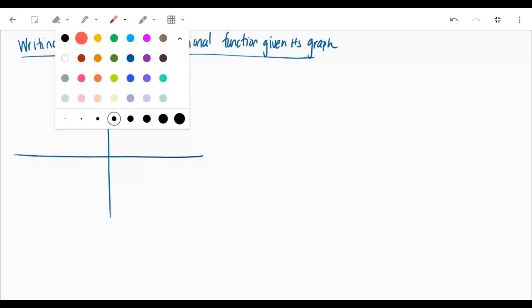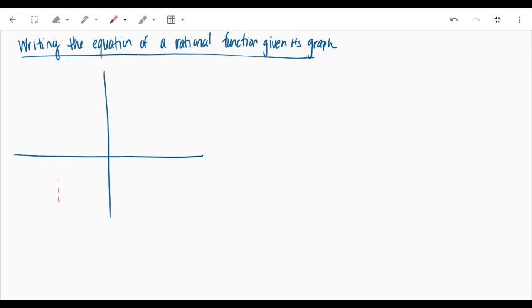So we've got an asymptote at negative 5, and another one at 6. And then it says that we have a horizontal one at y equals negative 3. And then it says we have x-intercepts at negative 1 and 3, and it passes through the point negative 3, 2.